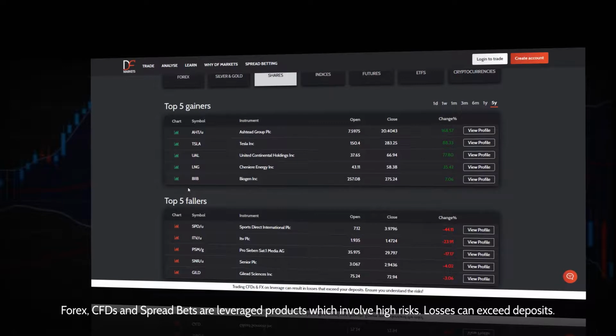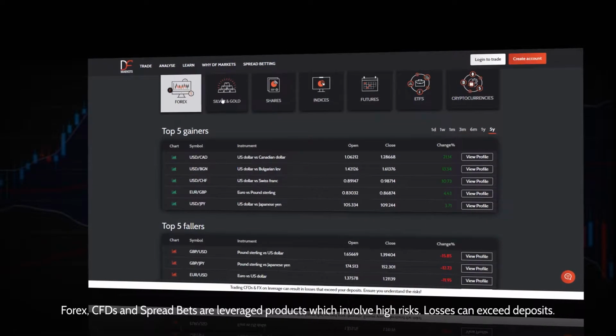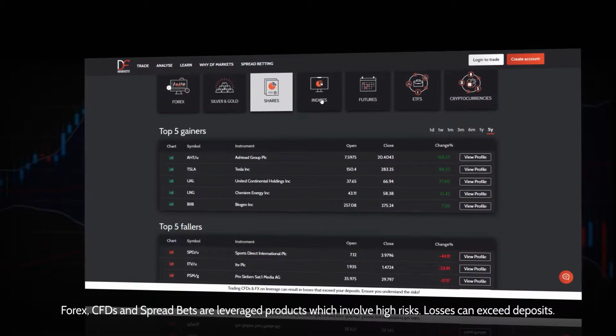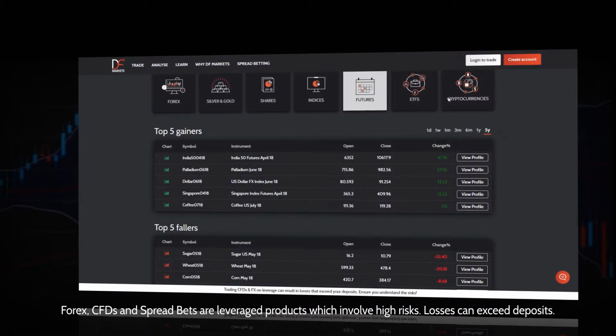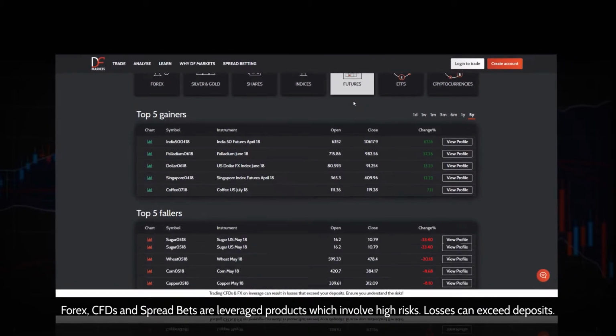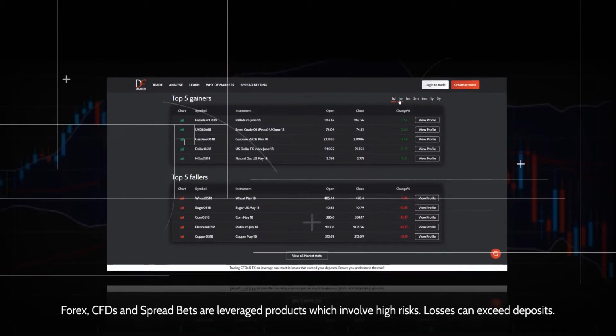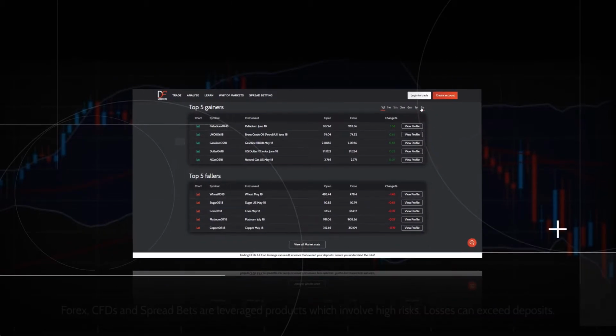In the market statistics, you can check which are the biggest gainers and biggest losers from a given asset class. In order to get a more comprehensive picture of the market, here you can set several time intervals ranging from 1 day to 5 years.